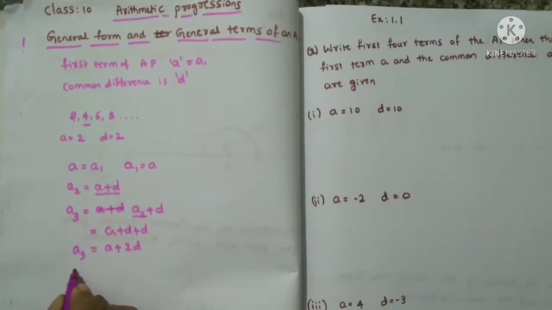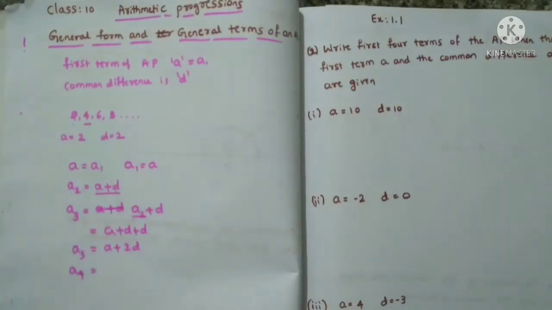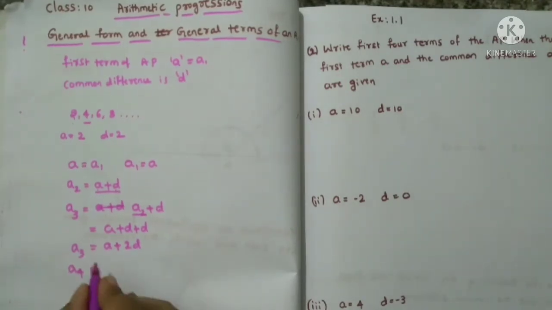Next, a4 we will see. For a4, to a3 we should add d. So always, for a term, if you add d you will get the next term. So now we want to get a4, which means to a3 we should add d.